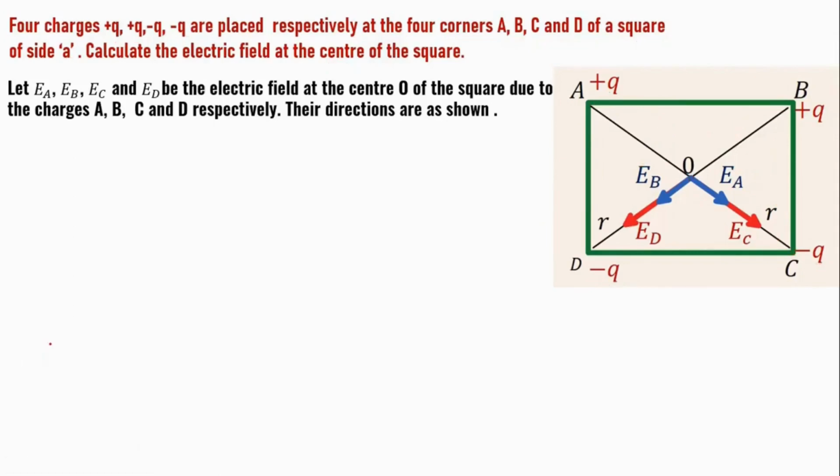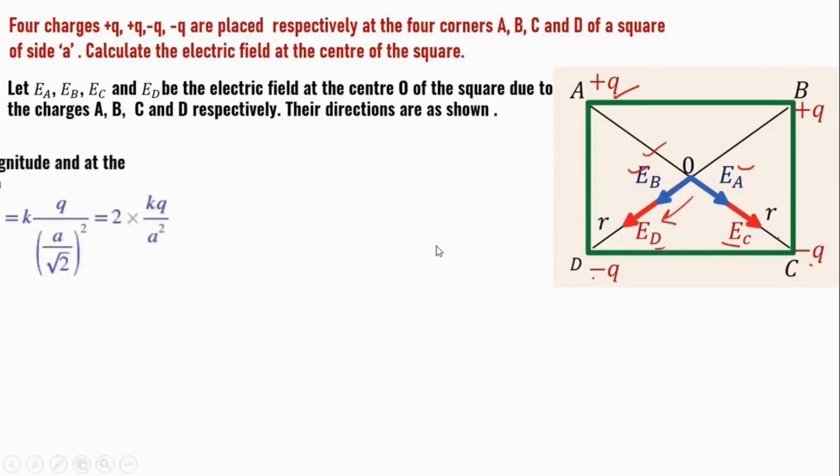Once again, I will show it to you. EA is in this direction, away from plus Q, because it is due to a positive charge. Similarly, EB is pointing away from the plus Q because again it is due to a positive charge. EC is towards the negative charge. It is in this direction. Similarly, ED is also towards the negative charge. So, these four directions you have to keep in mind.